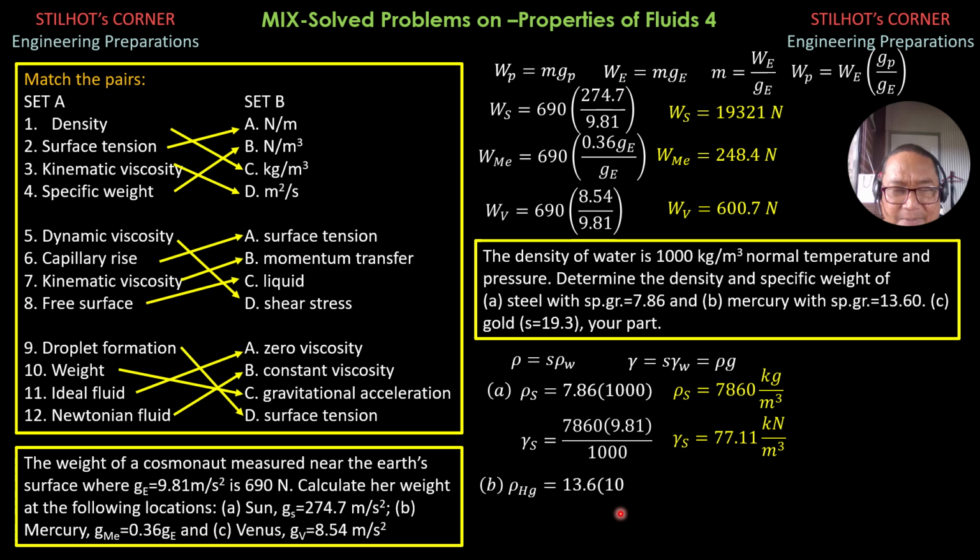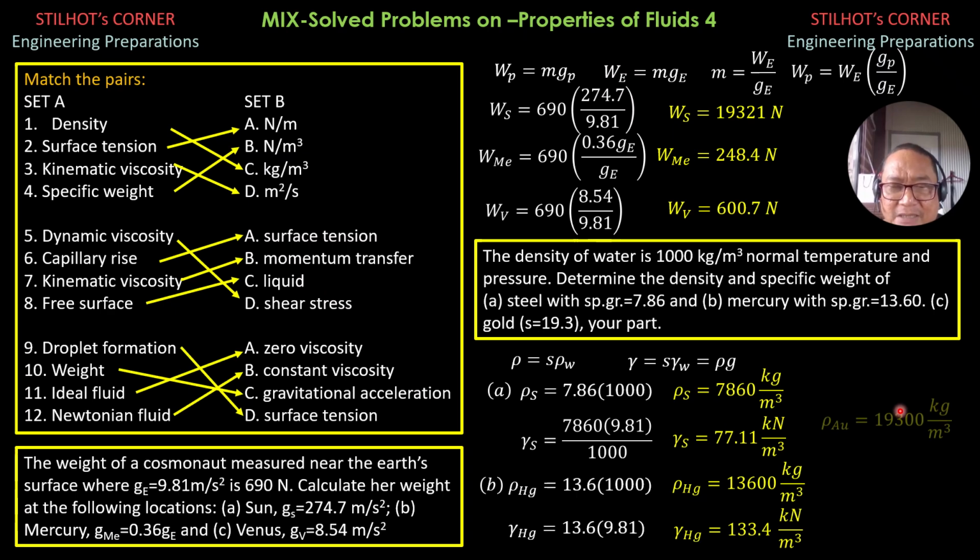Letter B, density of mercury: 13.6 times 1,000. So that is 13,600 kilograms per cubic meter. While for the specific weight, I will no longer divide by 1,000: 13.6 times 9.81. So the specific weight of mercury is 133.4 kilonewtons per cubic meter. Then for your part, show that the density of gold is 19,300 kilograms per cubic meter, and its specific weight is 189.3 kilonewtons per cubic meter. So that's it for this video.